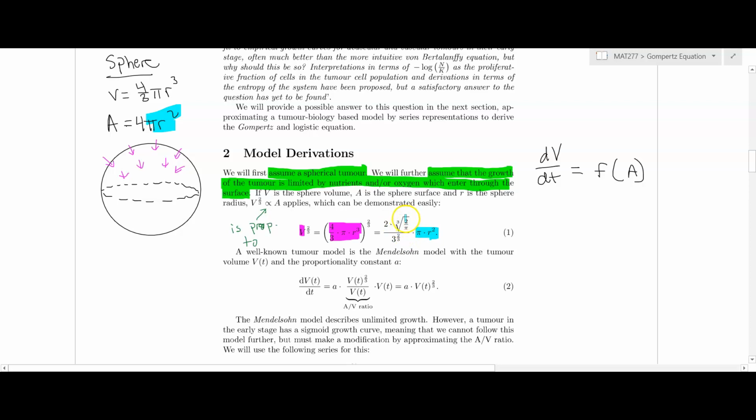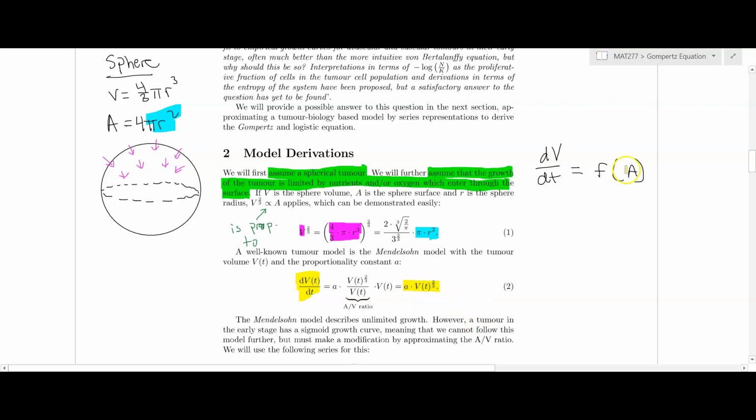So a well-known tumor model based upon this, now that we know that the change in your volume is going to be proportional to your area, let's just write this as dV/dt. So dV/dt is proportional to area.